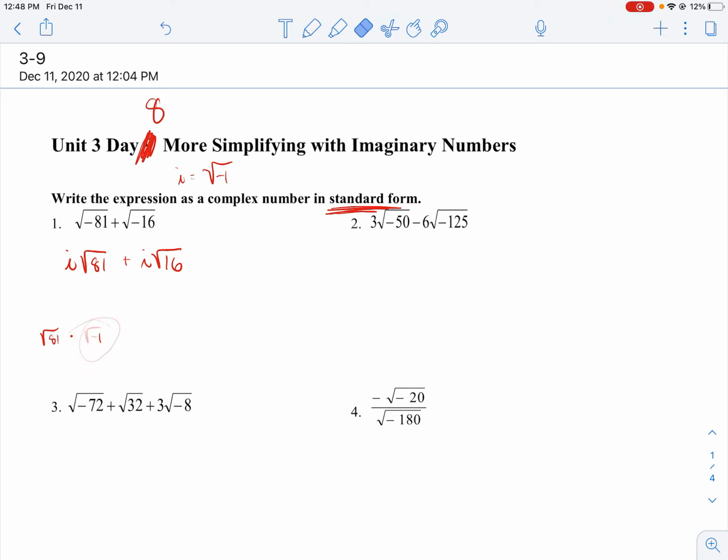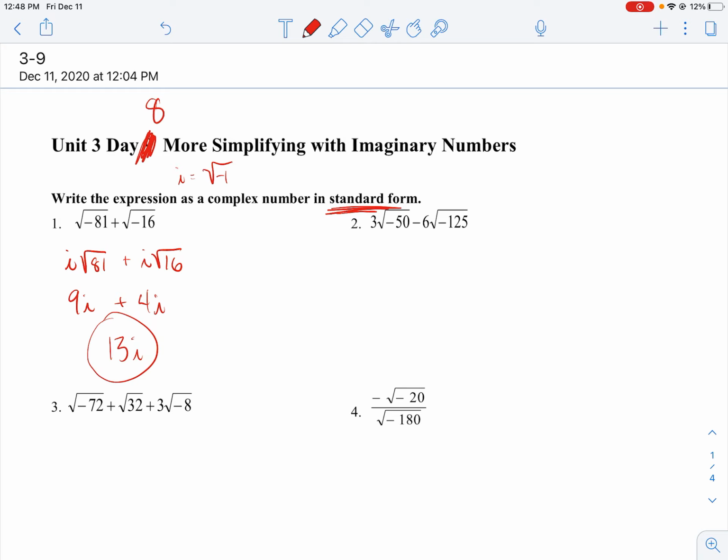But what's significant about the square root of 81? Well, that's a nice number, right? That's actually 9. So we end up getting 9i plus, and 16 is another nice number, we end up getting 4i. So my answer is just 13i. And again, these are expressions, they're not equal to anything. We are just simply utilizing our tools of imaginary numbers and radicals in order to simplify these expressions.